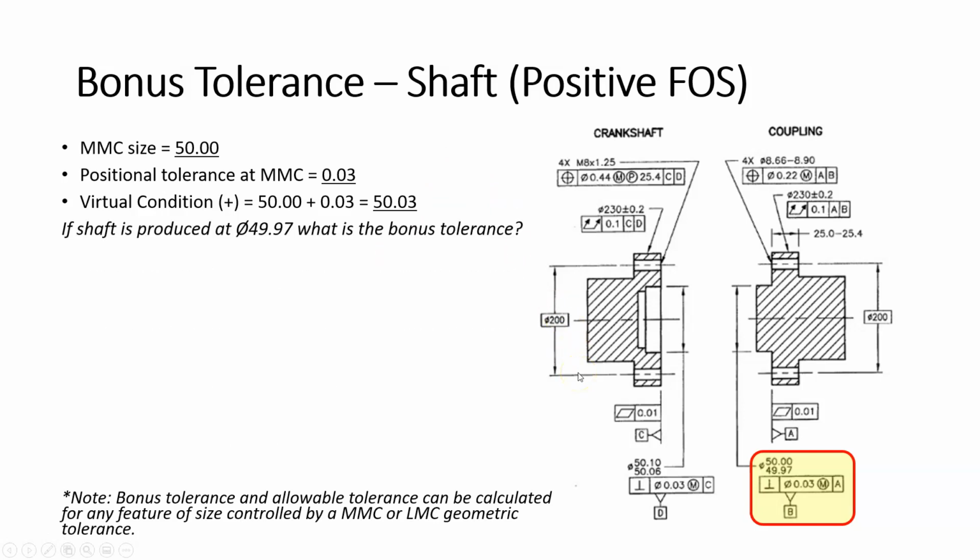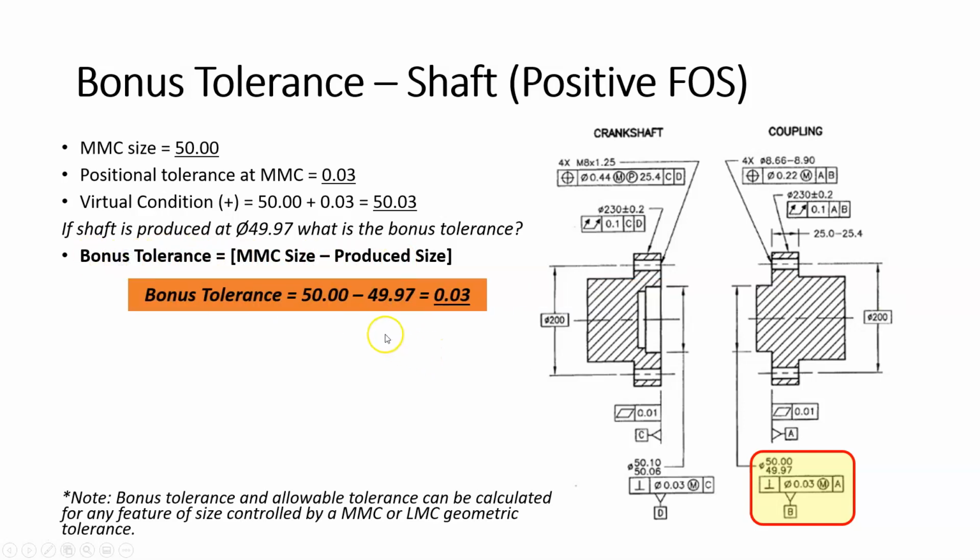Let's calculate the bonus tolerance now. If we produce the shaft at its smallest allowable size, 49.97, what is the bonus tolerance that we get? Well, the bonus tolerance is the MMC size minus the produced size. Remember, we want a positive number for the bonus tolerance. The MMC size is 50 and the produced size is 49.97, so the bonus tolerance is 30 thou, 0.03 millimeters.